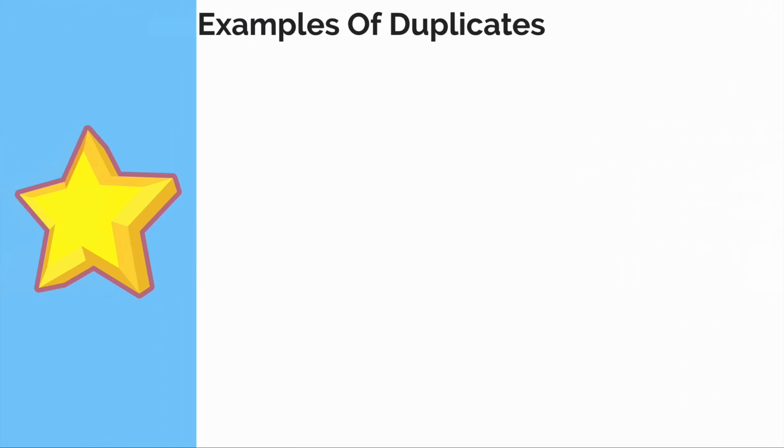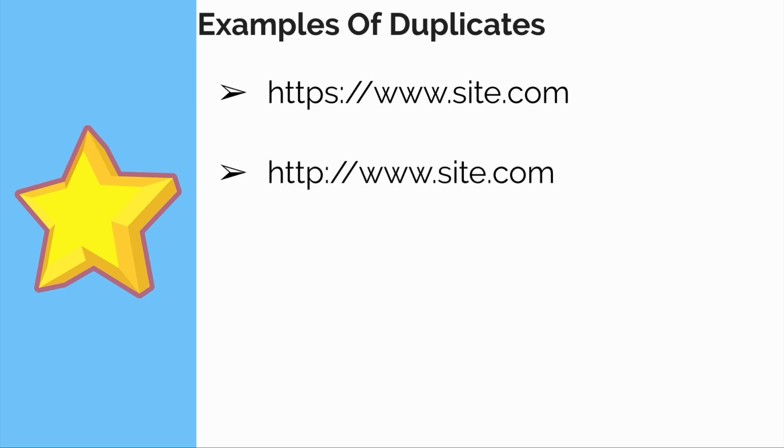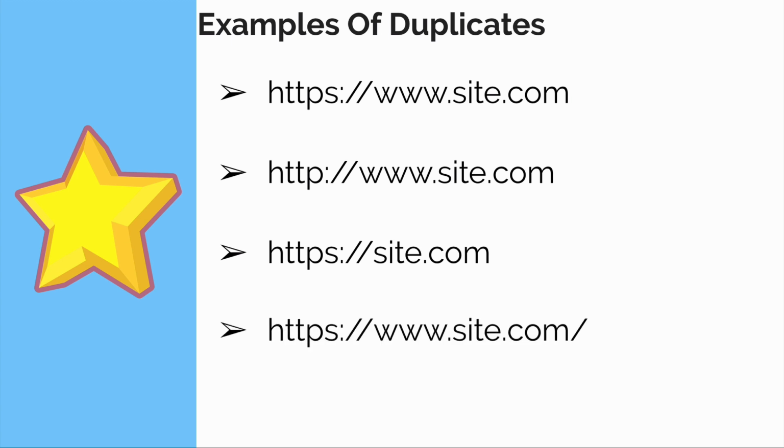And I want to give you more examples of duplicates to see how extensive this can be. So let's say you have a normal website, https www.site.com. Now, if the same version of that URL without the S, the HTTP without the S, that's considered duplicate content because it's the same content with a different URL. Now, https skipping the www, just having site.com, that's another duplication. Or having site.com and a slash at the end, that's another duplication. It's a different URL.